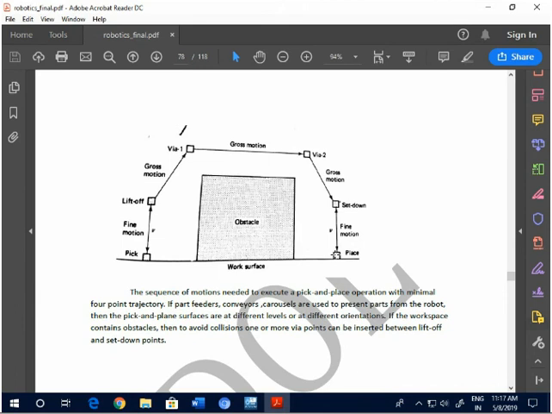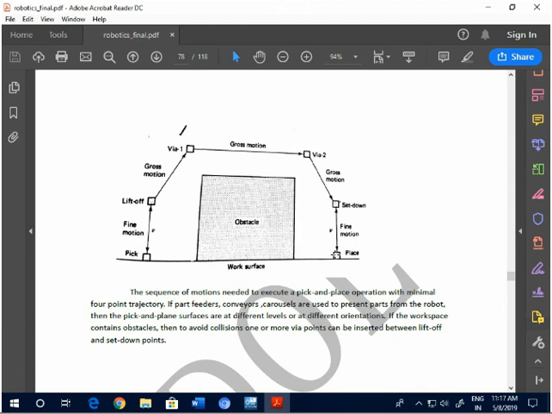If feeders, conveyors and carriers are used to present parts to the robot, pick and place surfaces may be at different levels or different orientations. Then complications are added to it. If it is a pick and place at a different orientation, different location, different level, at that time you have certain problems.